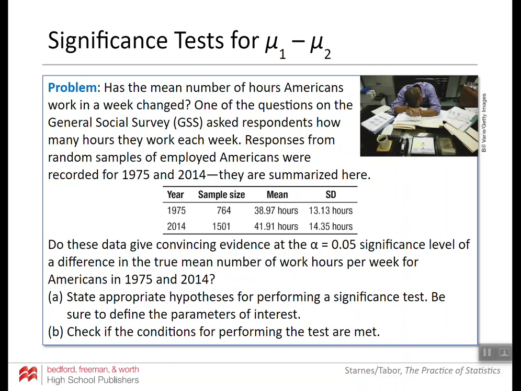So, we look at this example. Has the mean number of hours Americans work in a week changed? One of the questions on the General Social Survey, the GSS, asked respondents how many hours they work each week. Responses from random samples of employed Americans were recorded for 1975 and 2014 and are summarized here. Did the data give convincing evidence at the alpha equals 0.05 significance level of a difference in the true mean number of work hours per week for Americans in 1975 and 2014?